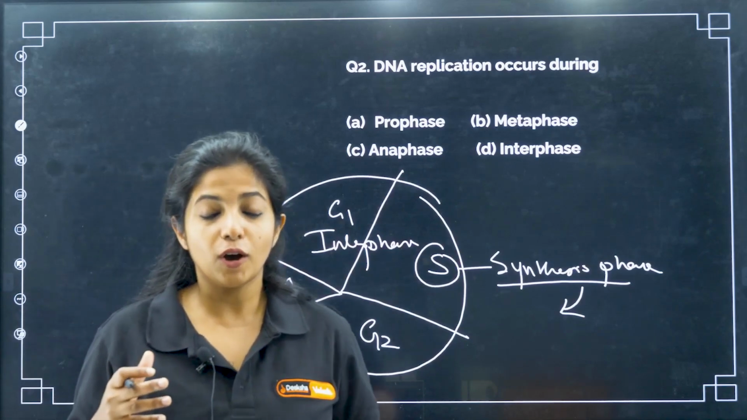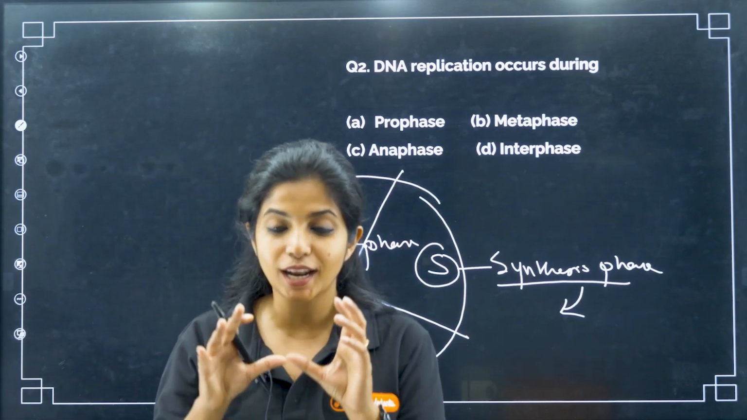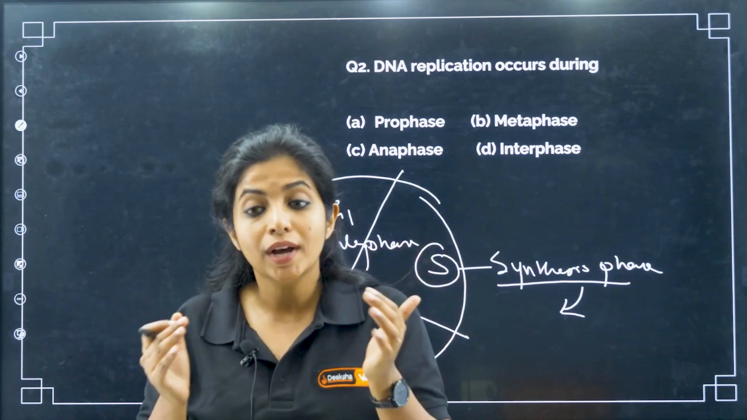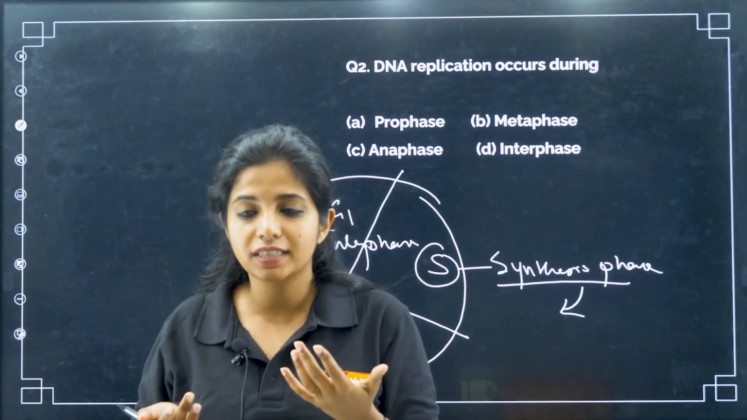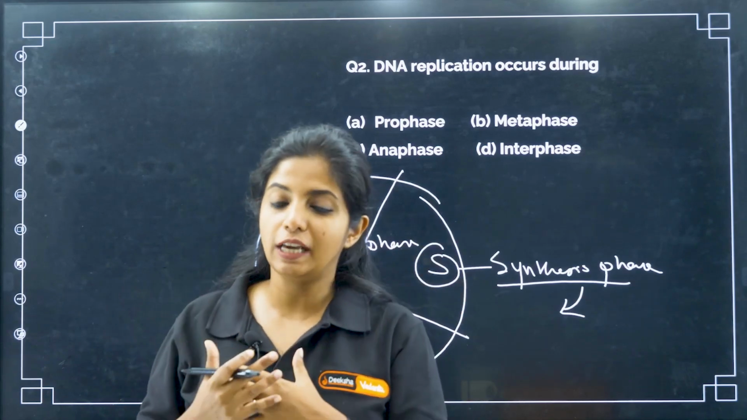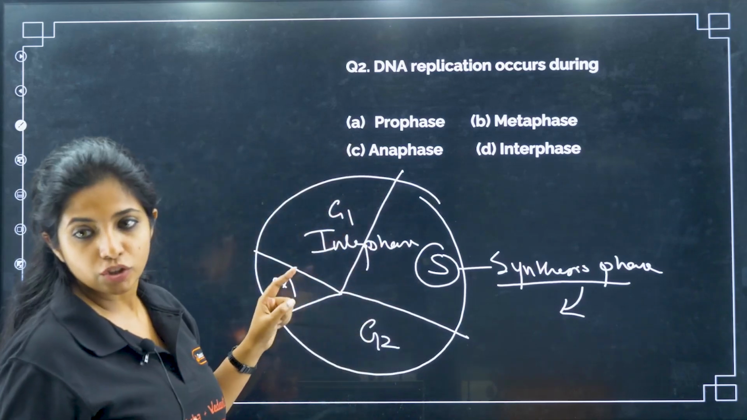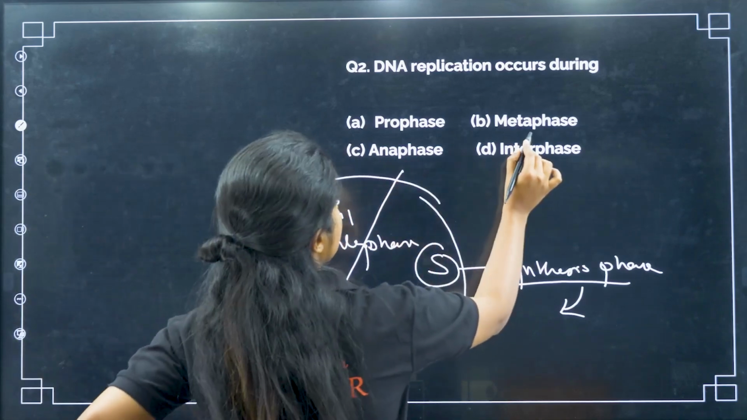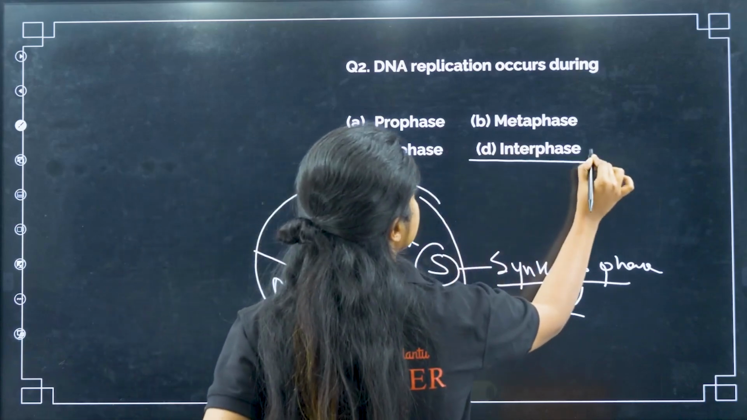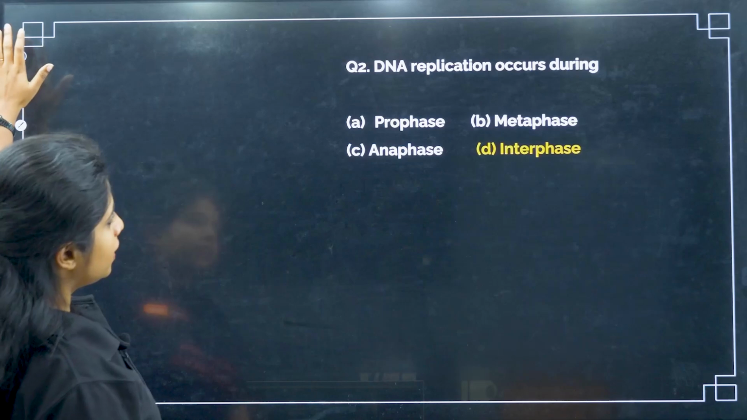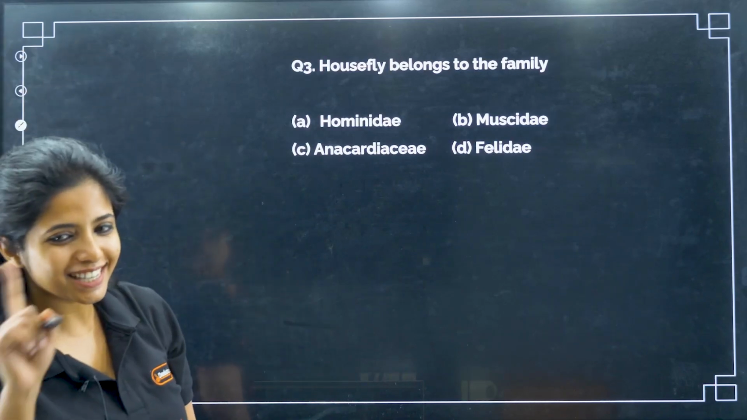Basically, if there is one cell and this cell has to divide into 2, obviously whatever content is there in the cell also has to divide into 2. That means I have to make a duplicate copy of itself, right? So all this duplication, all this replication happens in the S phase of the interphase. So DNA replication occurs during prophase, metaphase, anaphase, or interphase. Your answer is D, interphase. Where in interphase? S phase.